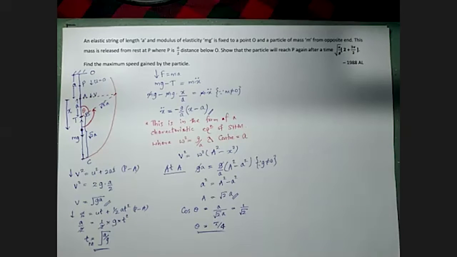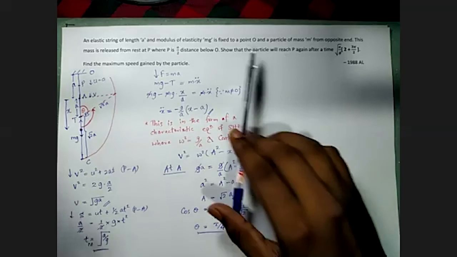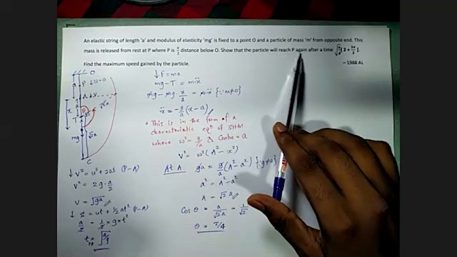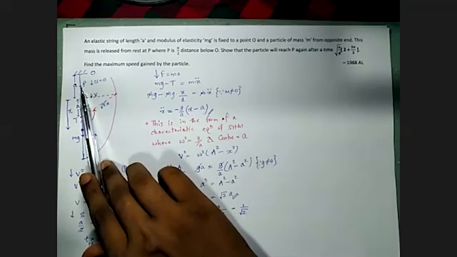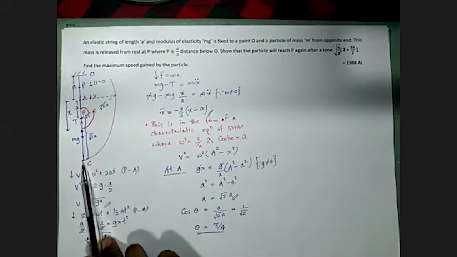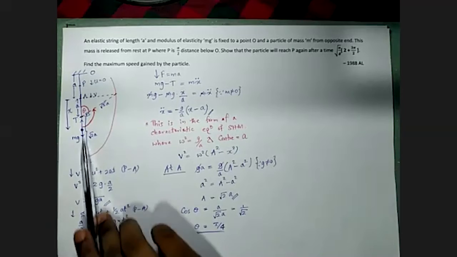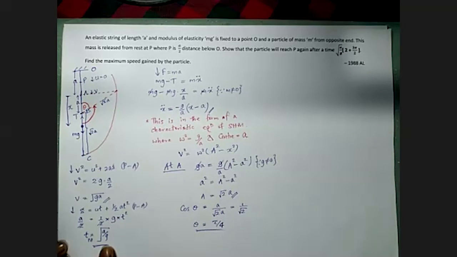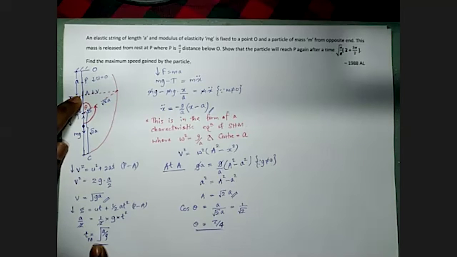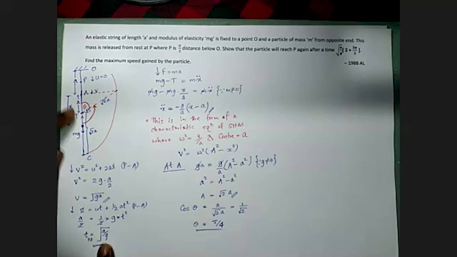Now we have to find this total time. Show that the particle will reach P again after this time. It was dropped at P, it reaches C and again comes back to P. Now here I have found the time taken by this particle to move from P to A. P to A motion time is obtained. Now we have to find the motion time from A to C.